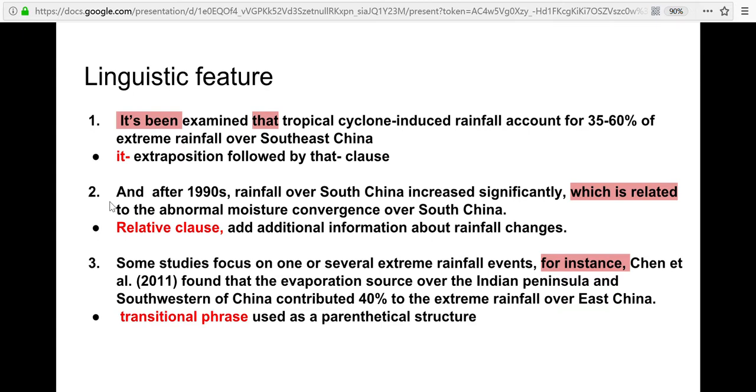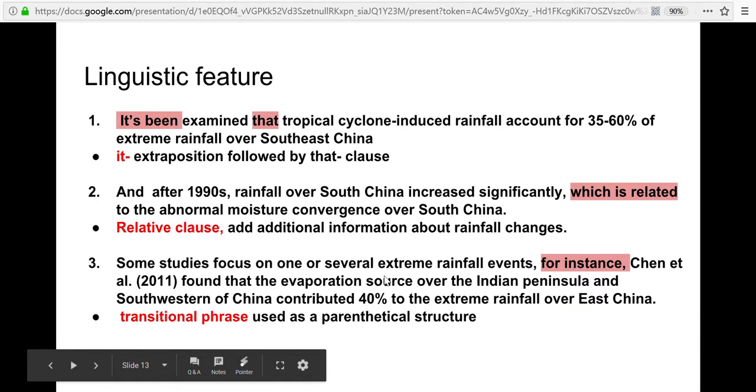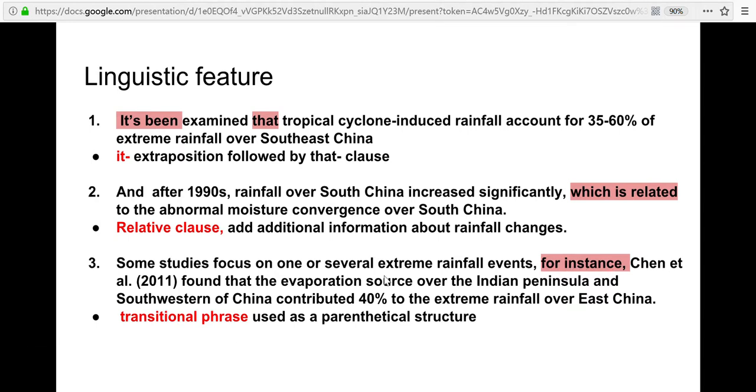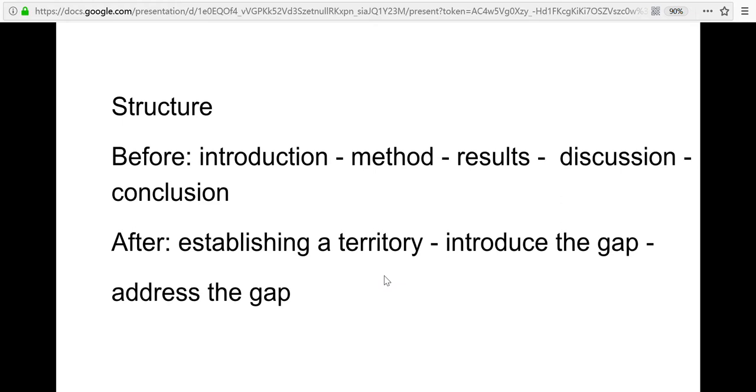Let's see the linguistic features that I have used in this introduction. The first one is it's been examined that tropical cyclone-induced rainfall accounts for 35 to 60% of extreme rainfall over Southeast China. Here it's been is an extraposition followed by that clause. And the second one is which is related to abnormal moisture convergence. This is a relative clause used to add additional information about rainfall changes. And the third one is for instance, a traditional phrase used as a parenthetical structure.